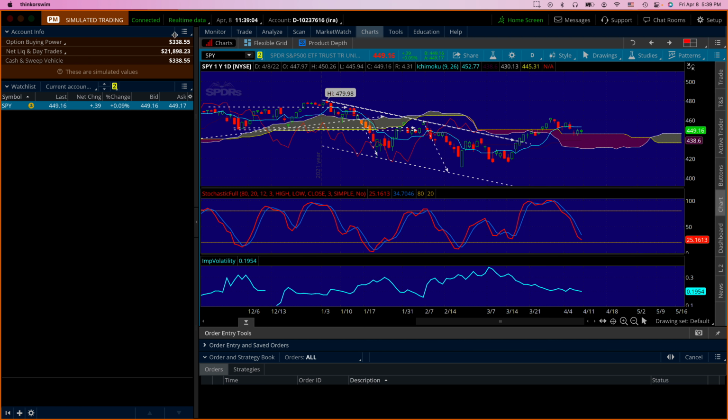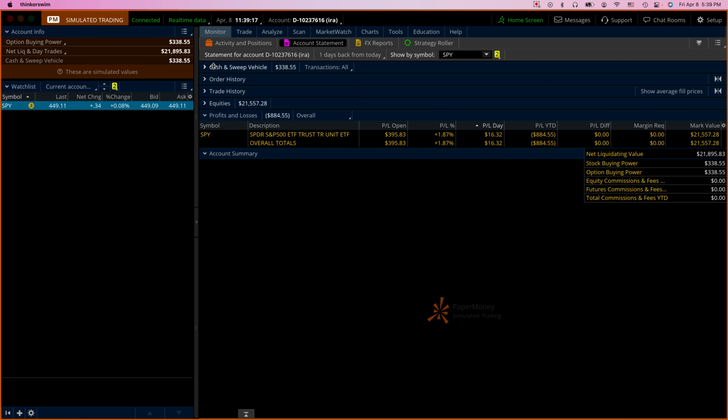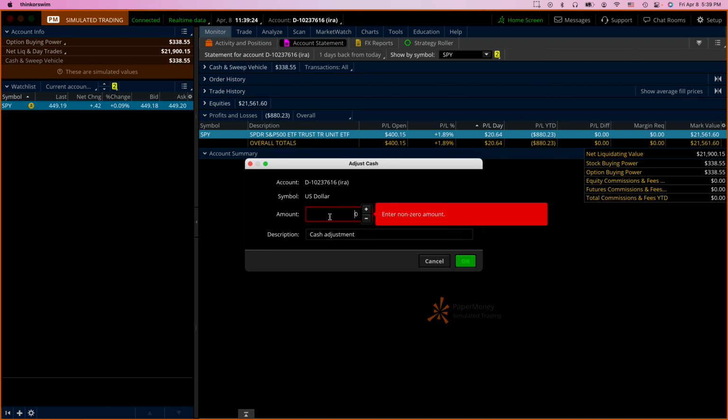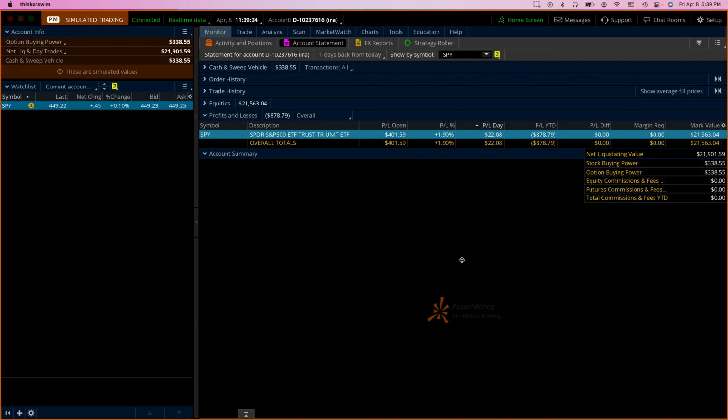Okay, so first of all, if we were to buy one more share of the SPY, it would cost me $449, so we don't have the capital there. And as I've been doing all along, I've been adding $500, and so I adjust cash, or really just bring $500 into the account if it is for real. In this case, it's just a fake for demonstration purposes only. Okay, and so now we have $838, so I can buy one more share.